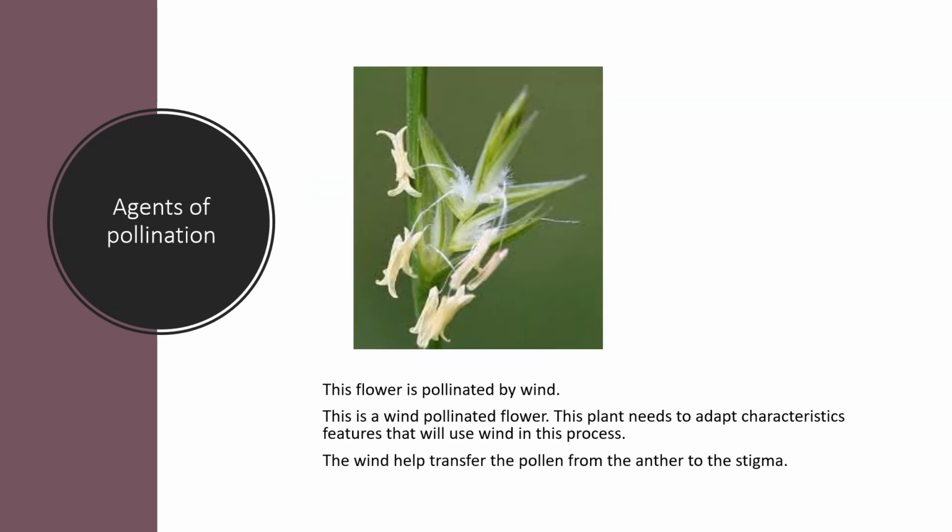Wind. Wind is also an agent of pollination. After this slide, we will have another quick check. So we will consider now the wind as an agent of pollination. As you can see on the drawing, this is an example of a wind-pollinated flower. This plant needs to adapt characteristic features that will use wind in the process. The wind then helps transfer the pollen grain from the anther to the stigma.